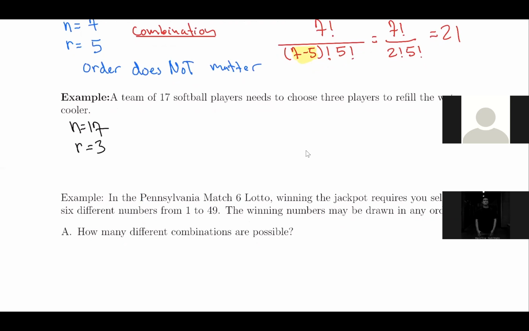For this one, does it matter who I choose first, second, or third? Or is it all the same? All the same. It's all the same because at the end of the day, they're going to go refill the water cooler. So it doesn't matter who they choose first, second, or third because they're all going to do the same thing. So this is a combination. Technically, we could just write it as 17C3.